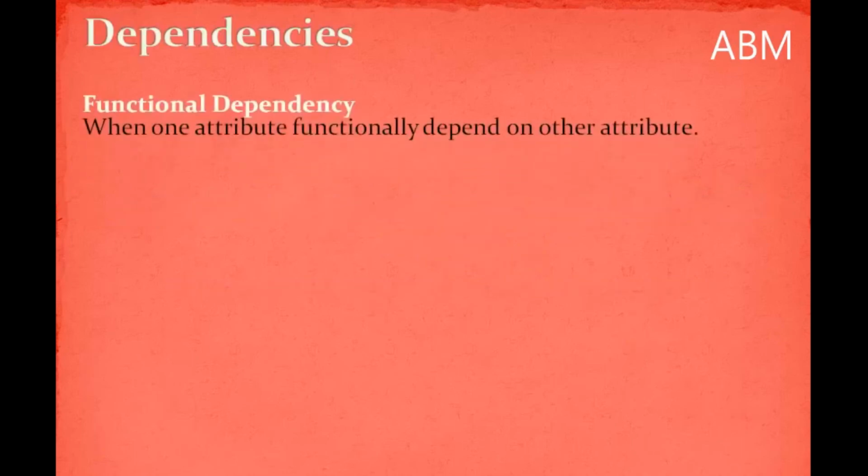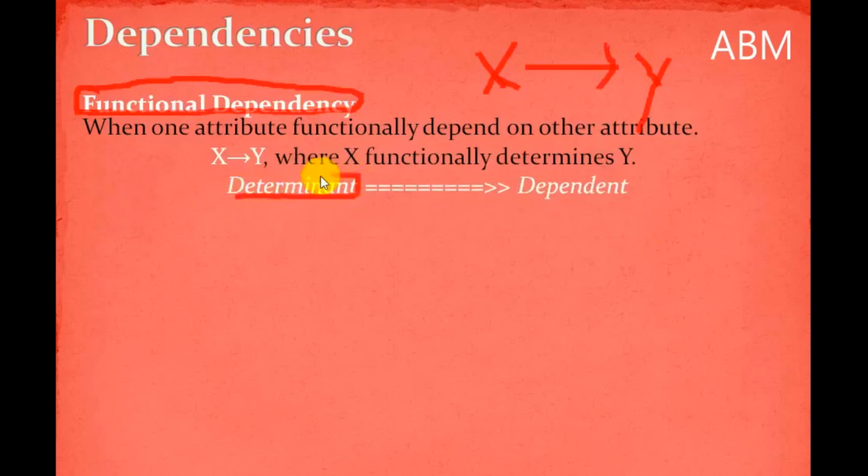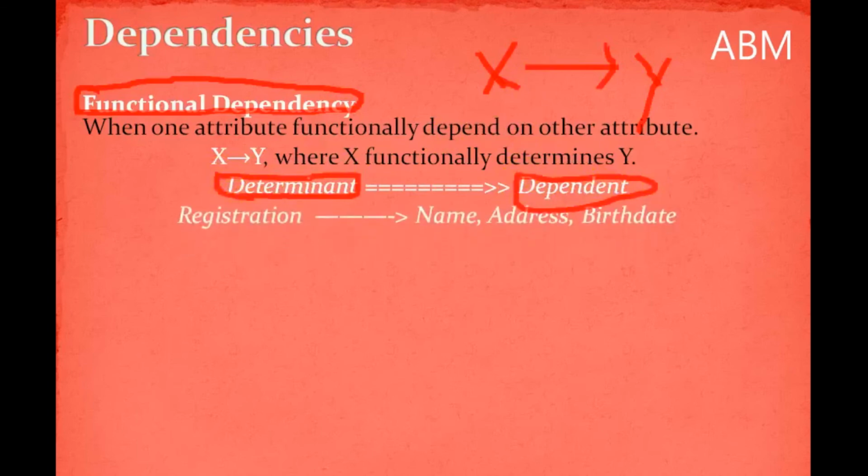Functional dependency means when any attribute functionally depends on any other attribute. For example, here y is functionally dependent on x, or we can say that y is determined by x. So x is called the determinant because it determines y, and y is called the dependent. For example, talking about any student, the name, address and birth date are determined by the registration number. So the registration number is the determinant, and all the other attributes are called the dependent.